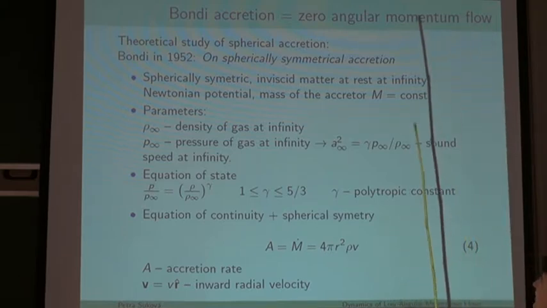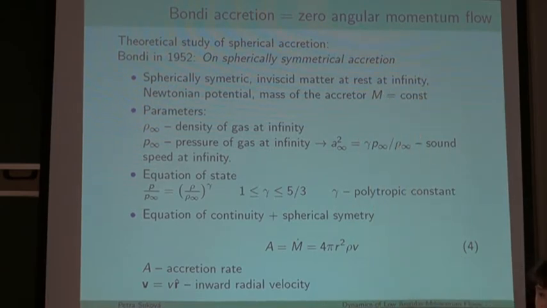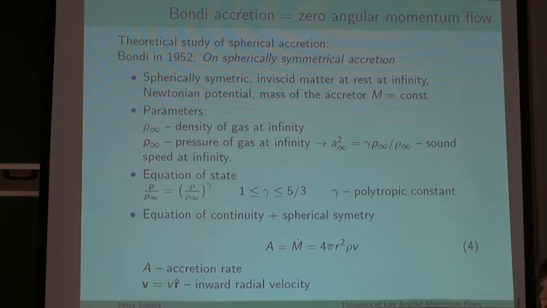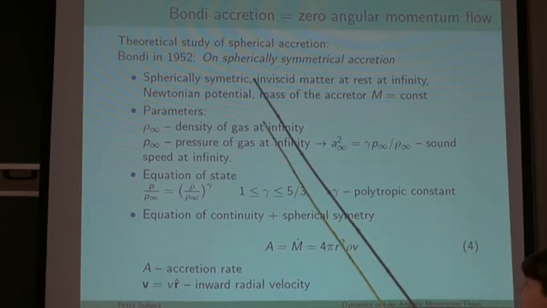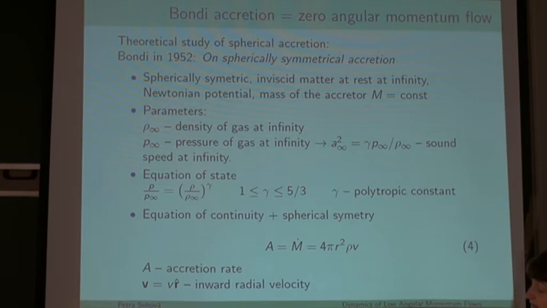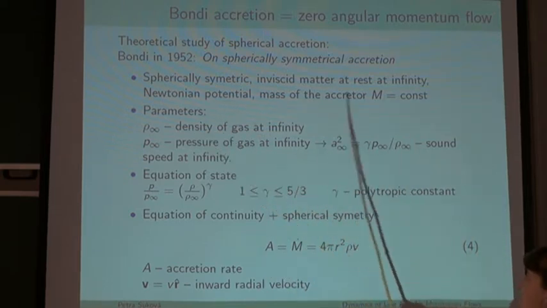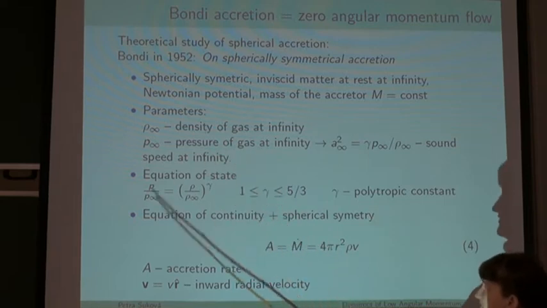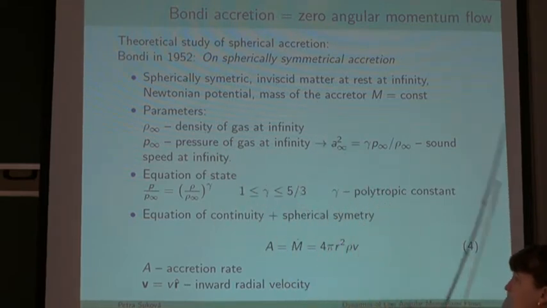of an accretor of mass M through a Newtonian potential, so we don't take into account the gravity of the gas, and also the mass is constant. So we suppose that the mass of the gas is much smaller than the mass of the accretor. The parameters of such a system are the density of the gas at infinity and the pressure of the gas at infinity, which could be rewritten by using the sound speed at infinity. So the usual parameters are density and the sound speed at infinity. And we have a polytropic gas with this equation of state, with the polytropic constant going from 1 to 5/3.